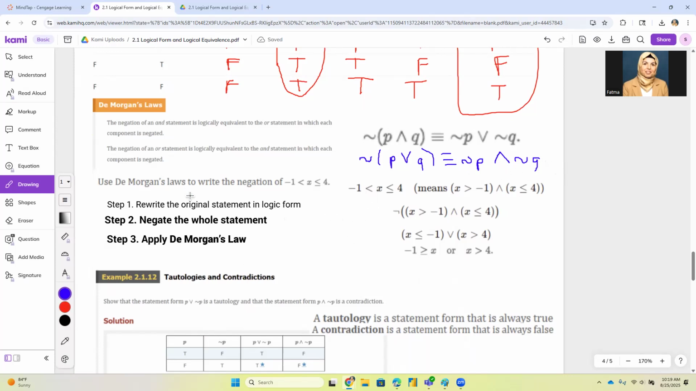Here's an example to look at. We're going to use De Morgan's laws to write the negation of -1 < x ≤ 4. So this inequality is given to us.